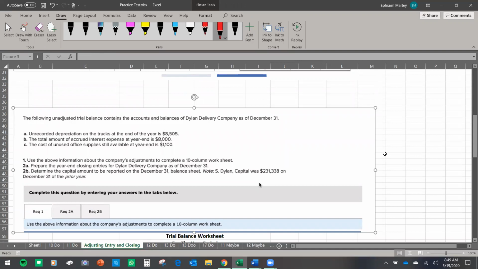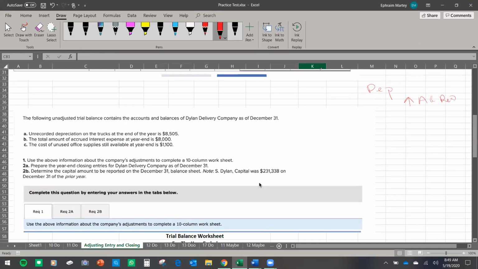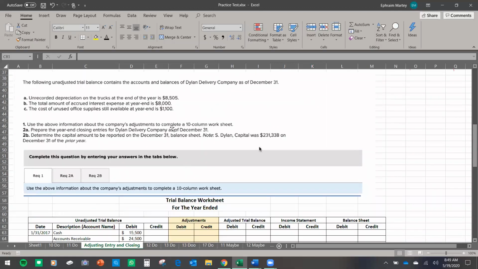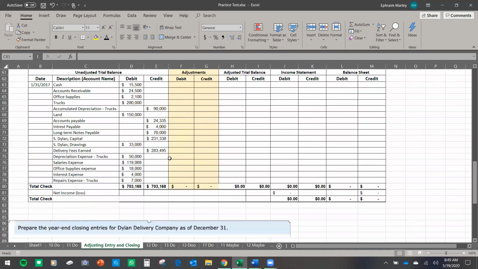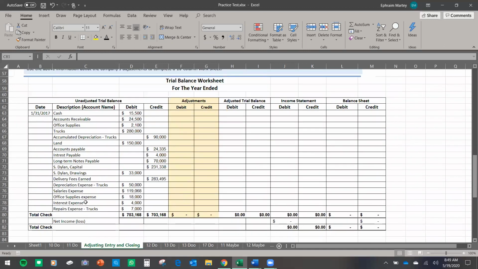And once we increase depreciation, we are also going to increase accumulated depreciation. Remember, this does not change. Whenever you increase depreciation, you have to increase accumulated depreciation. It never changes. That is what it is. So we have an amount of 8,500. So let's go and look for depreciation.